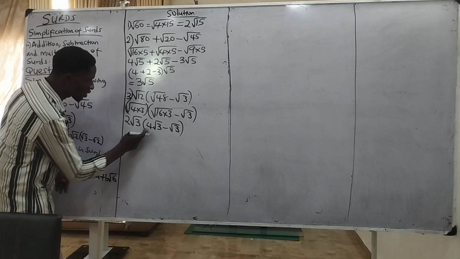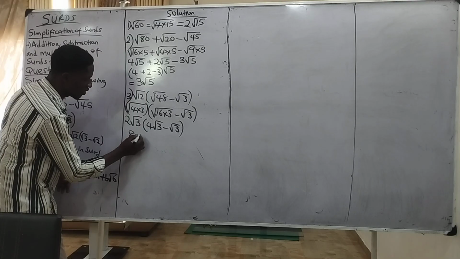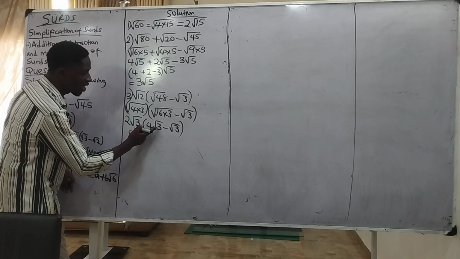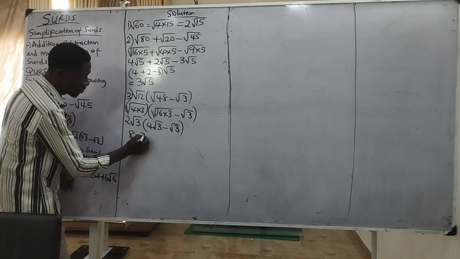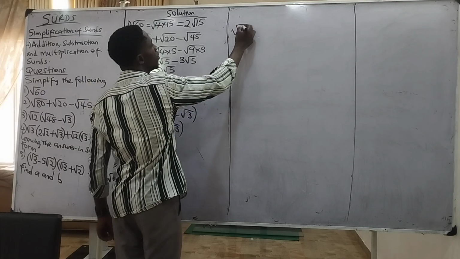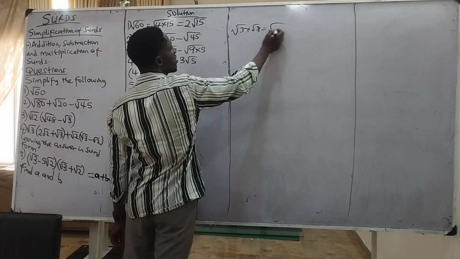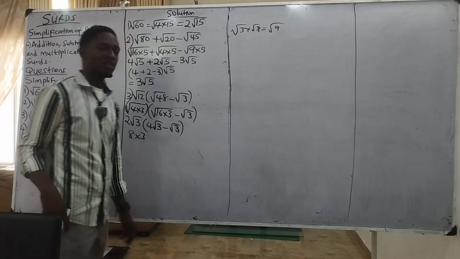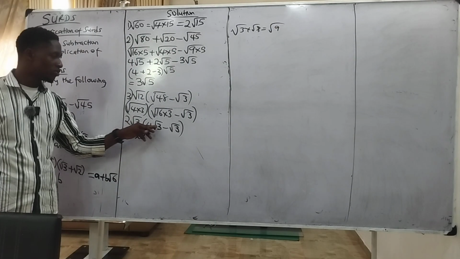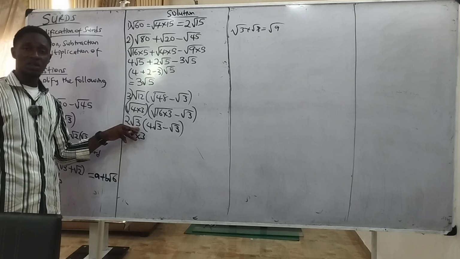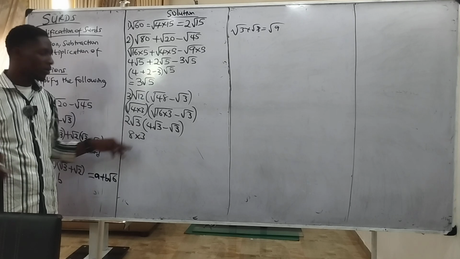So we have 2 times 4 is 8 times root 3 times root 3 is 3. The reason is because when we have root 3 times root 3, it equals root of 3 times 3, which is root 9, and square root of 9 is 3. So when you have the same roots multiplying themselves, just write the whole number.